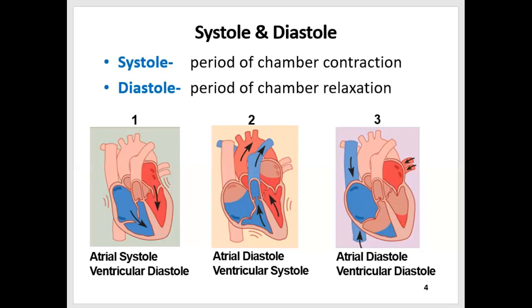On this slide, the first picture on the left, diagram 1, depicts a point in the cardiac cycle when atrial systole and ventricular diastole occur at the same time. Diagram 2 shows atrial diastole and ventricular systole. And diagram number 3 shows atrial diastole and ventricular diastole. Please note that the term systole does not always mean that blood will be ejected from a chamber. Even if the chamber is in systole, blood will not move unless there is a force great enough to overcome any sort of resistance.